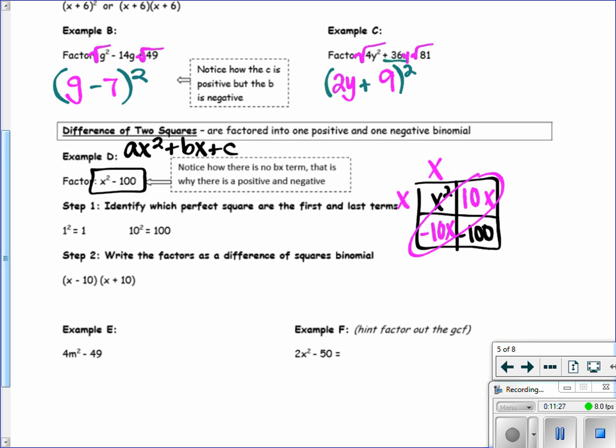What would be on the top? X plus 10. So this would be our factored version. But how can we get from here to here a little bit faster? Like, what's the trick?